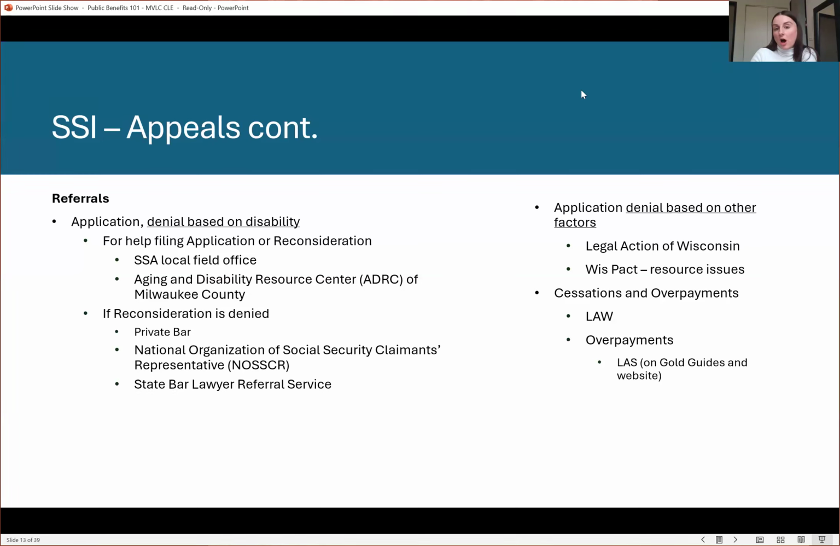Cessations and overpayments law. And then I saw on Legal Aid Society's website and on the Gold Guides that they assist with SSI overpayments as well in their health and wealth program. I'm not super confident in that because I just don't know 100%. So if someone could confirm that, that'd be great. But they are a resource on their website and their Gold Guides for overpayments specifically, it said.